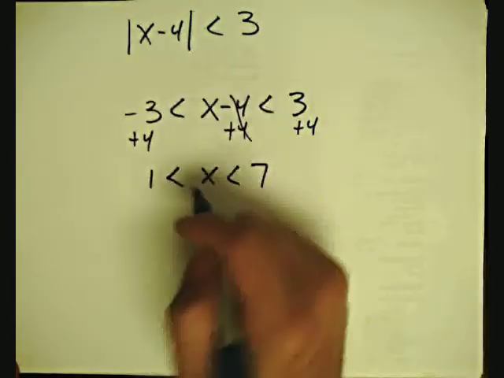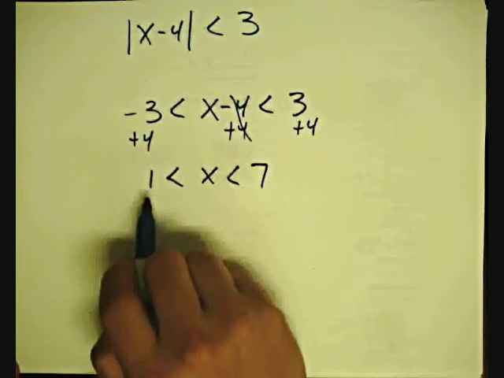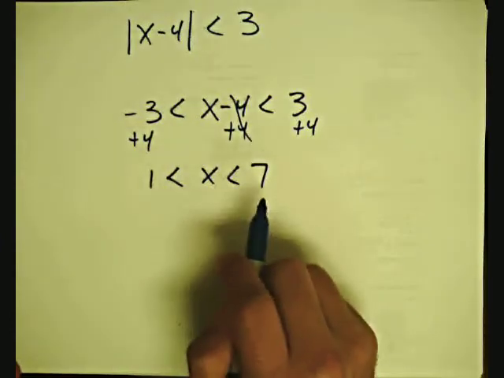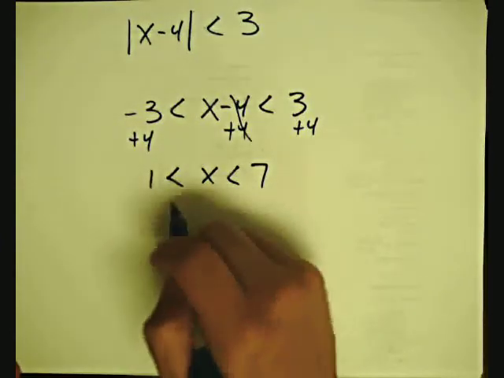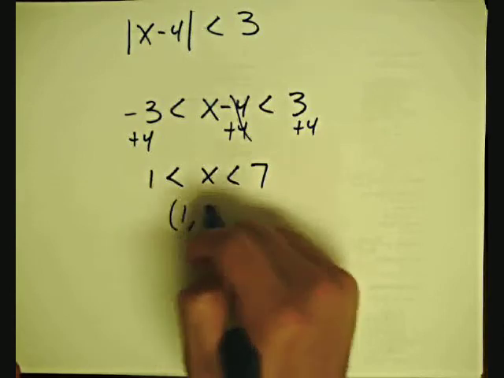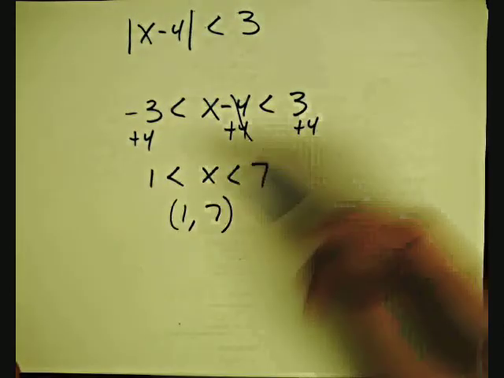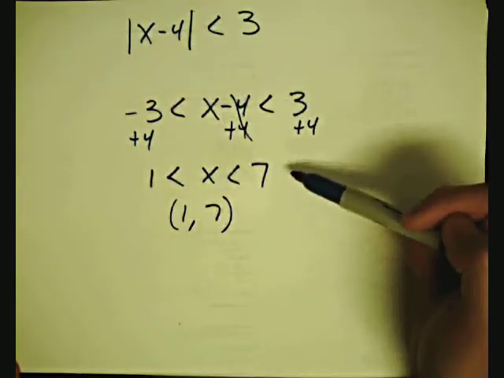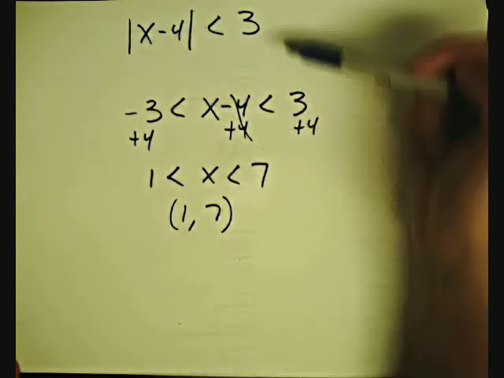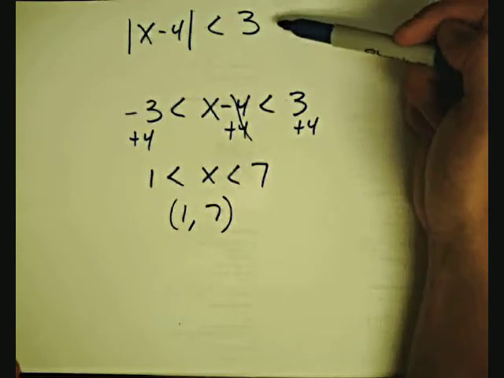In interval notation, the smallest possible value is 1, the largest possible value is 7, and we use parentheses because we cannot choose 1 and 7. Okay, so again, our solution, any number between 1 and 7 will correctly solve this absolute value inequality.